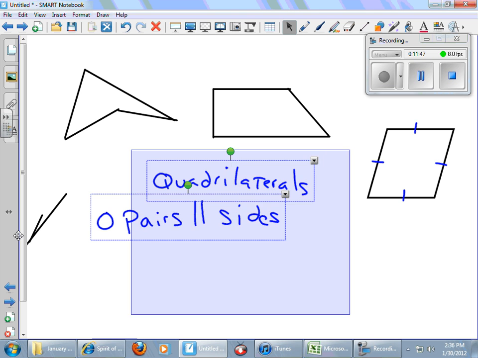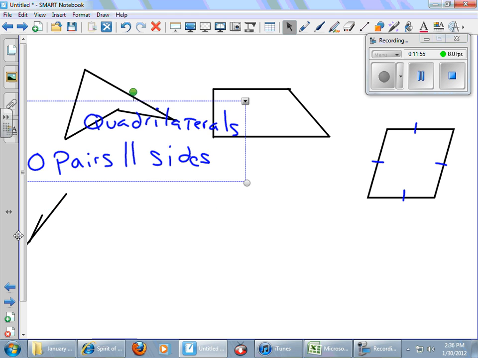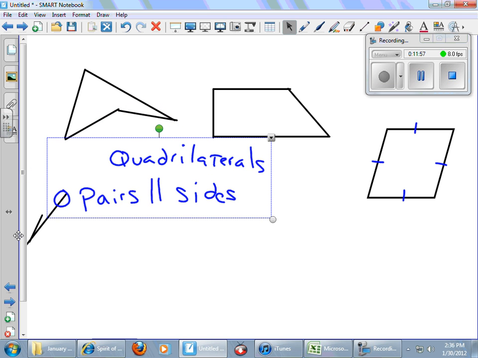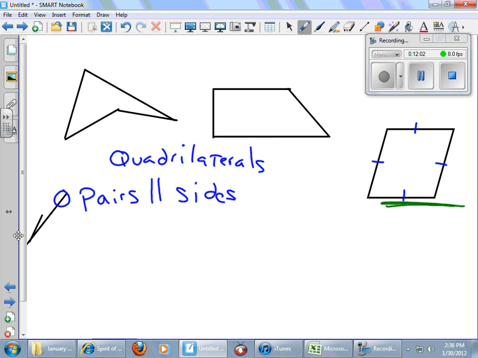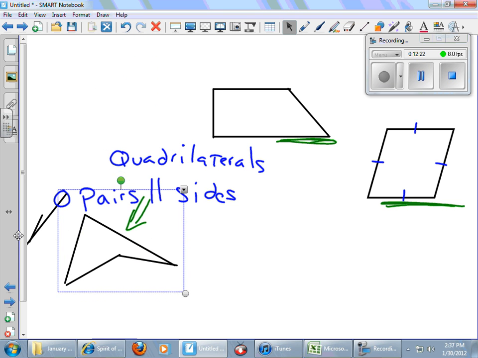All right. So I'm going to look up here and see, do any of these fit that category of 0 pairs of parallel sides? Well, this one over here certainly has pairs of parallel sides. It doesn't have 0. This one here has 1 pair of parallel sides, but this one here has no pairs of parallel sides. Therefore, this is a quadrilateral. Oh my goodness, I didn't bother to group all those together. Control G. All right, so that's a quadrilateral.